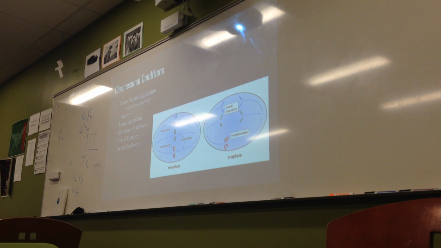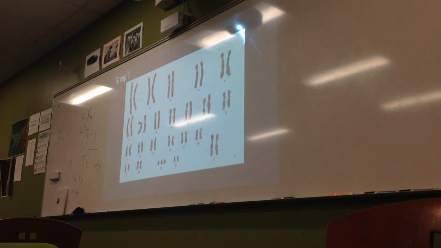Chromosomal conditions, so we can have non-disjunction when our spindle fibers don't separate the sister chromatids properly, or it takes a whole chromosome to decide. Trisomy 21, Klinefelter's, poly-X, any of those are fine. Okay, so you might be shown a karyotype. This is a karyotype, a picture of all our chromosomes, showing trisomy 21 in a female.